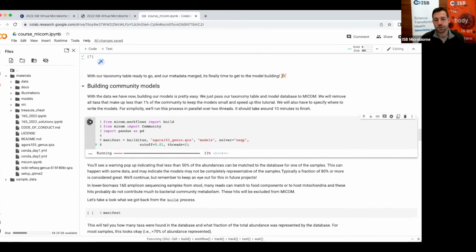So as Mycom goes through and builds individual models, it will save these models in a serialized form in the output folder that we specify here. You'll see that now on the left-hand side in our file explorer, we have an output folder called models, and that's where all of our models will live.